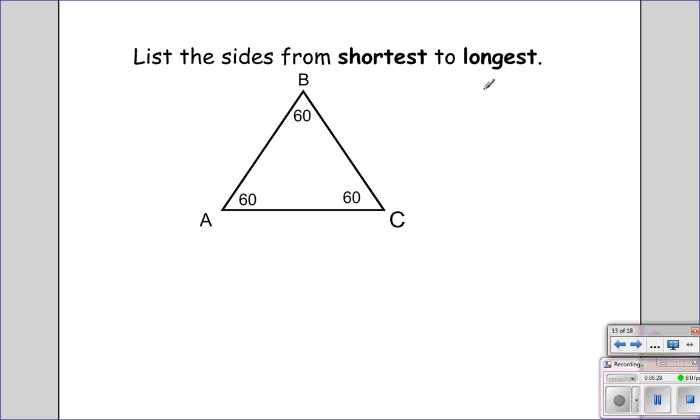Here, if you're listing from shortest to longest, you'll notice all the angles are the same. So this triangle is actually an equiangular triangle, which makes it also equilateral. So all the sides will actually be the same length. So there's no shortest and there is no longest.